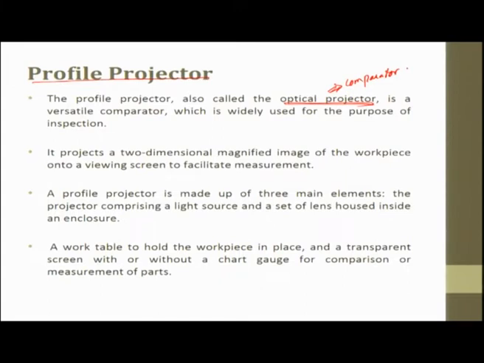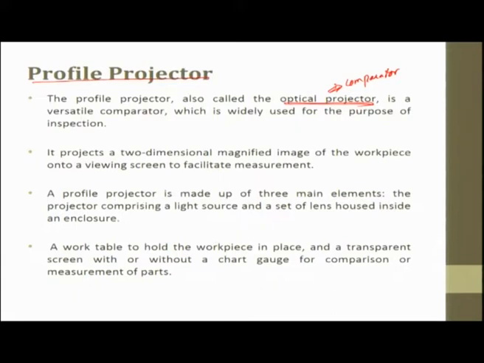Measurements are not predominant here, but still, if you want to do a comparison using this optical projector, it is possible, or measurement is also possible. It projects a two-dimensional magnified image of the workpiece onto a viewing screen to facilitate measurement.